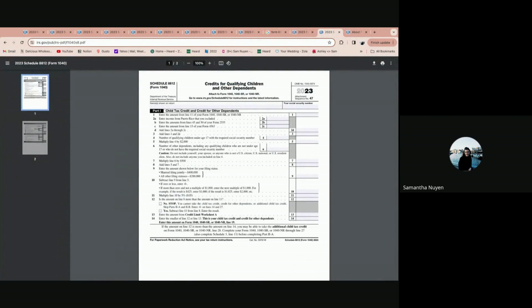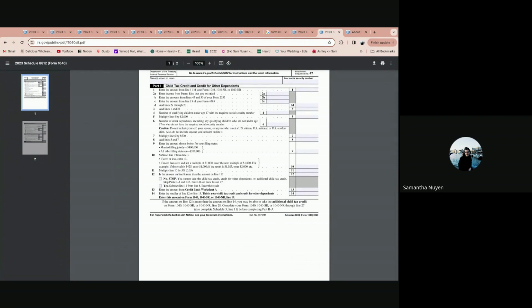And then we have Form 8812. Basically, the IRS gives parents advanced child tax credits during the year. The credit is actually larger, and the IRS incentivizes people to file their taxes in order to claim the credit.